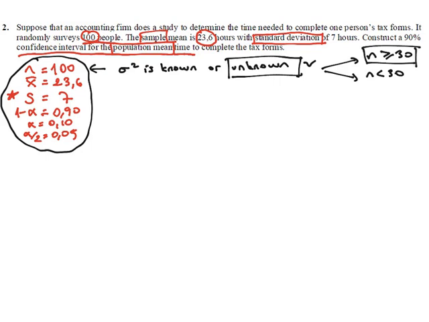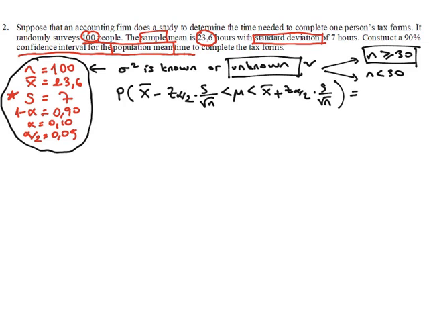So my formula is this: x bar minus z alpha over 2 times s over square root of n, less than mu, less than x bar plus z alpha over 2 times s over square root of n, is equal to 1 minus alpha. So I know x bar, I know s, I know n, but I don't know z. Again, we need to find z from the table by using alpha, of course.